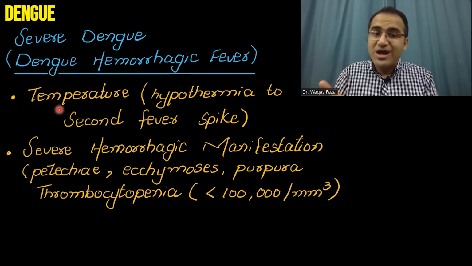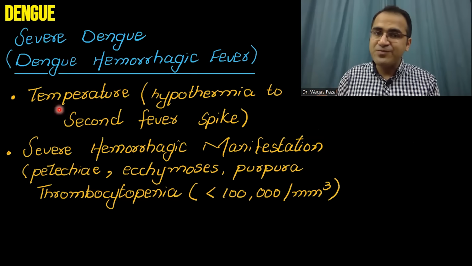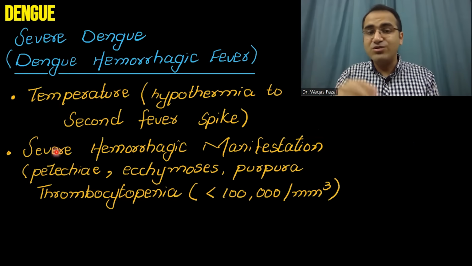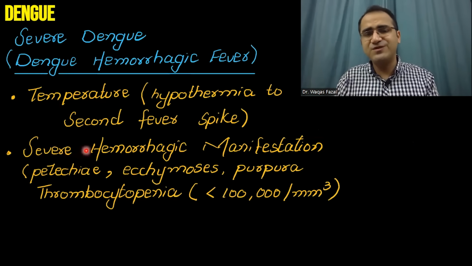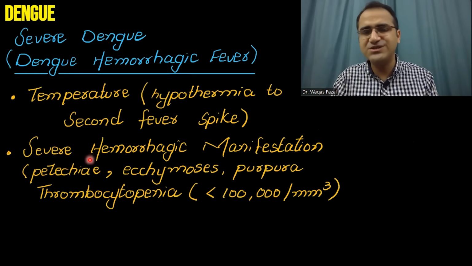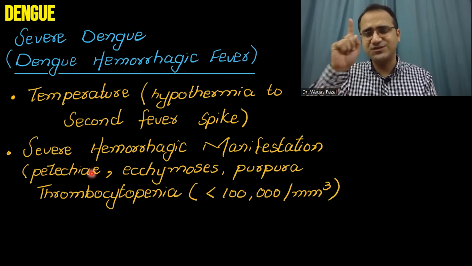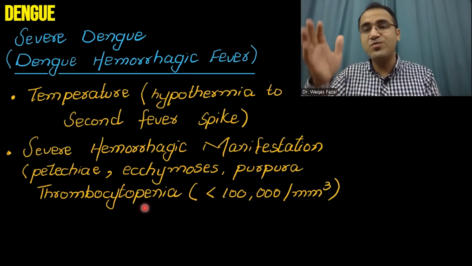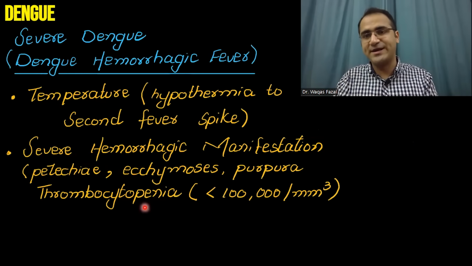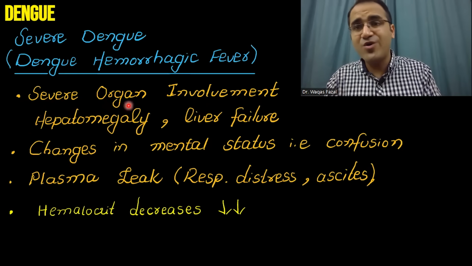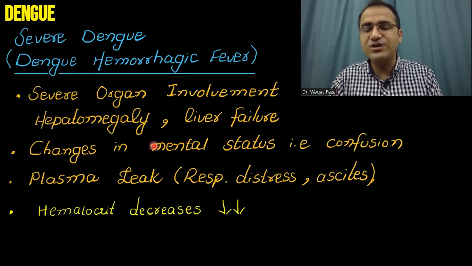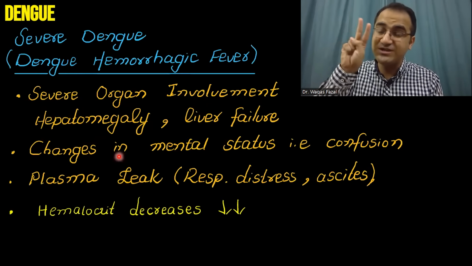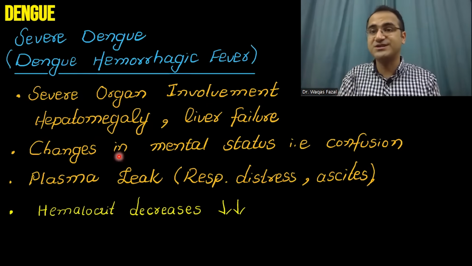Patients can develop a second fever spike because there is a bite from a different serotype of dengue virus. Patients can develop severe hemorrhagic manifestations. Therefore, it is called dengue hemorrhagic fever because this time the hemorrhagic manifestations will be severe. Petechiae, ecchymosis, purpura, thrombocytopenia with platelets going down below 1 lakh. Patients can develop severe organ involvement, hepatomegaly, liver failure, change in the mental status. This time it's severe because two different serotypes of dengue virus have infected the patient.